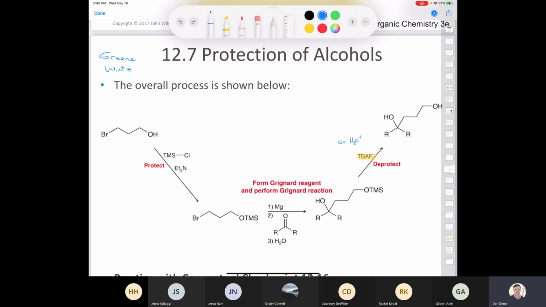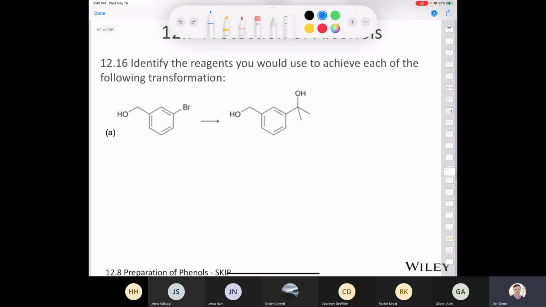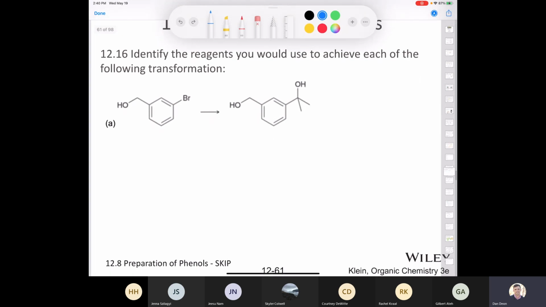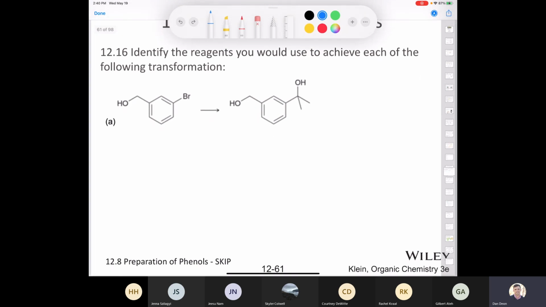Now, obviously, we were only going to learn a few over the course of organic chemistry too, but there are many different protecting groups out there available at the disposal of organic chemists nowadays. Well, with all that in mind, let's see if we could solve a problem where we have to use a protecting group. It says, identify the reagents that you would use to achieve this transformation.